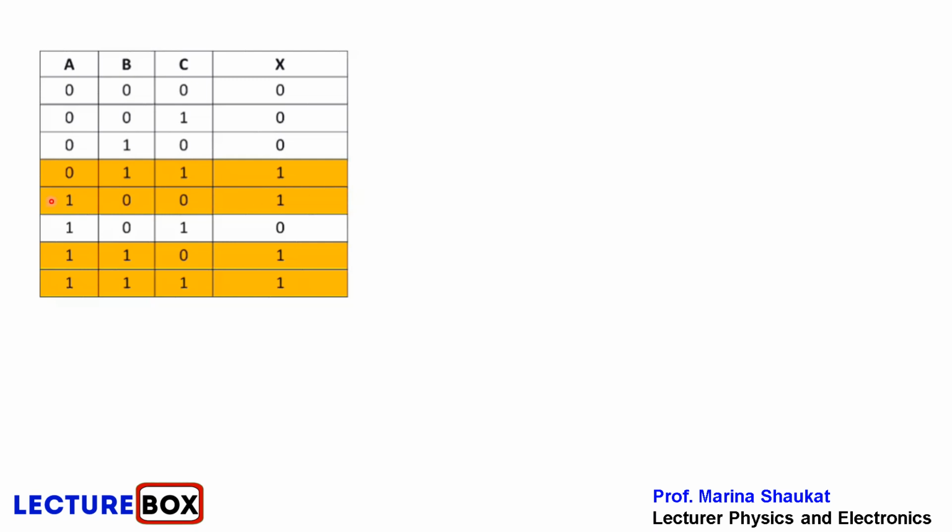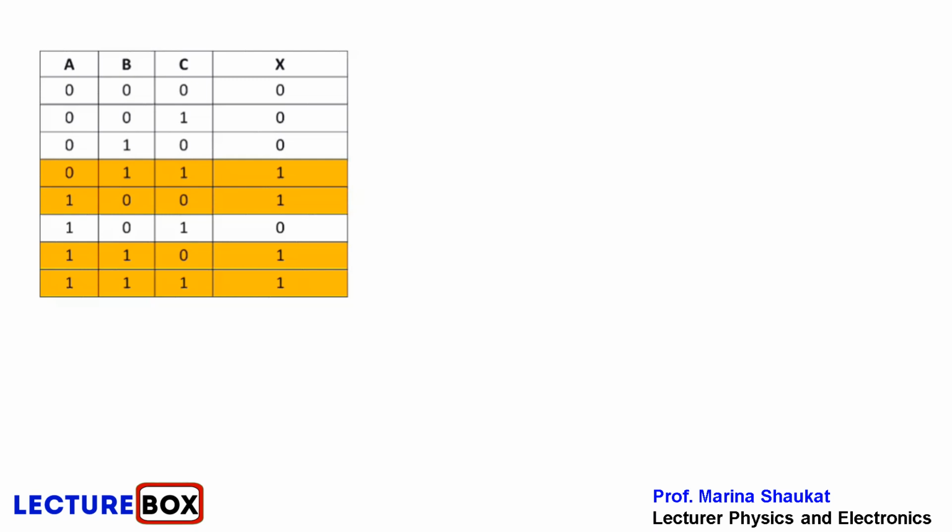In the second one, A is 1, so I will write A. B is 0, so to make it 1, I will write B complement. C is also written as C complement. In the third one, A is 1, so I will write simple A. B is 1, I will write B. C is 0, so I will write C complement.